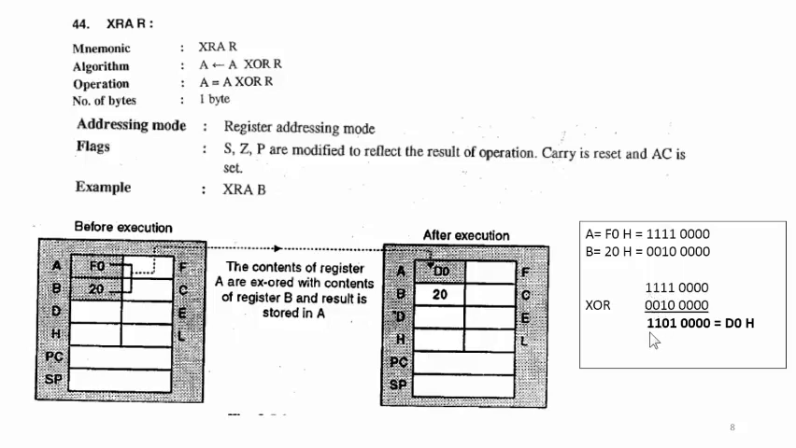So 1 0 1 1 1, you will get 0, 1 0 1 1 0 1. So in this way we are getting result D0. So this D0 result you will get in accumulator.